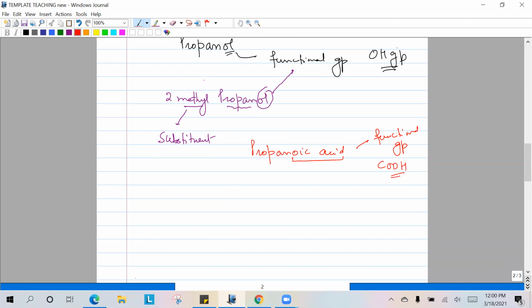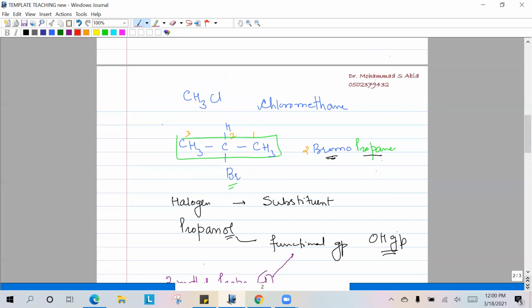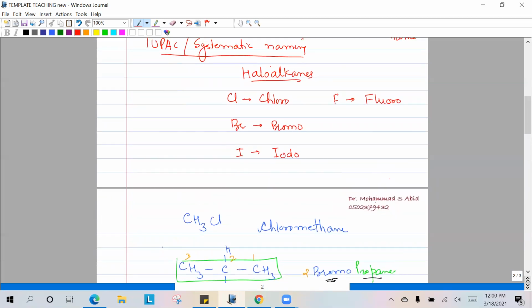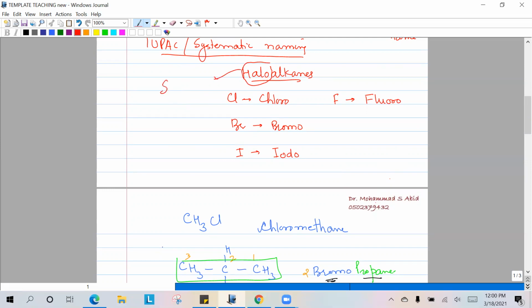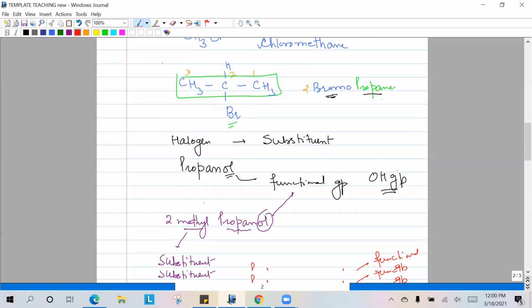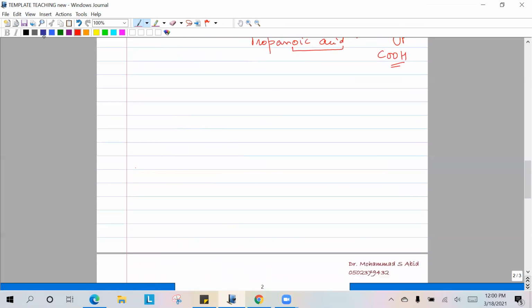So the name always ends in the functional group. From the name itself, it is very clear that when I say halo, we are considering it as a substituent. So halogens are not functional groups, they are considered as substituents. For example, if I have this molecule, CH3CH and Cl, remember that both of them are considered substituents. Whether you have the CH3 or Cl, both of them are substituents.